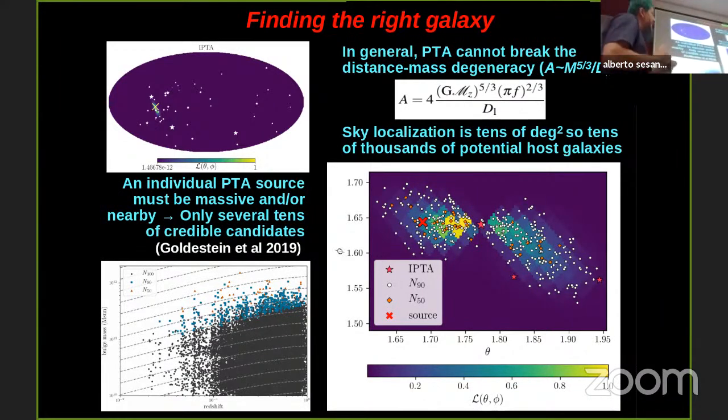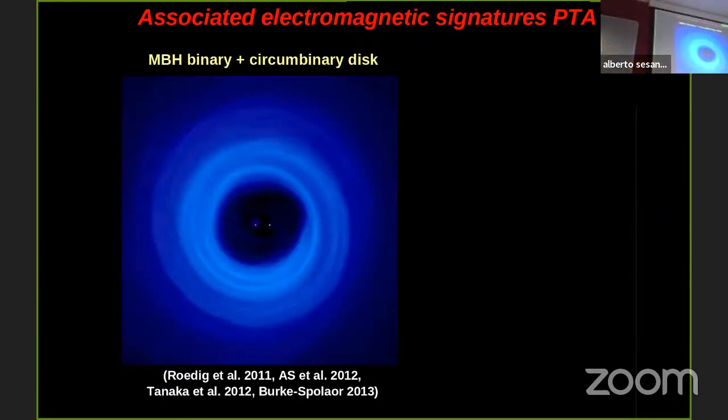But if you have seen it as an individual source in PTA, it has to be really bright. So it has to be either really massive or really close, or both. And in fact, you can draw lines in the mass redshift diagram, corresponding to fixed value of amplitude. Okay, so if you see a single source, you can say, really, this is the amplitude, really there are only 40 or 50 galaxies in your 50 square degrees that can host a binary. And then, of course, you can go and take all the data you have for those galaxies and see potential signatures. For example, if those massive black holes had even a small amount of accretion, right?